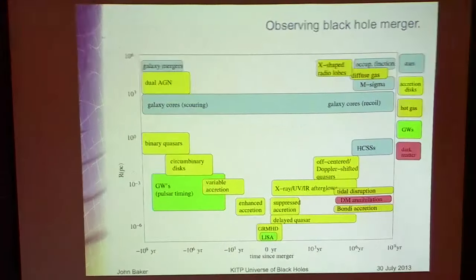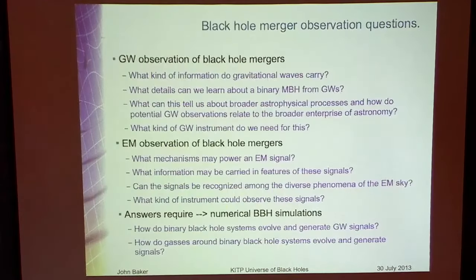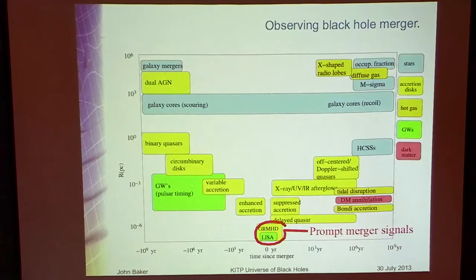And just to be clear, here is a figure from Jeremy Schnittman, some of the types of signals from black hole mergers that have been considered or looked for or seen. I am not considering all of this. I'm just considering the idea of trying to see black hole mergers at the peak moment when they're happening, on a scale of no longer than 1 year, and possibly much shorter than that. There could be electromagnetic and gravitational wave signatures in there, so I'm going to consider both possibilities.